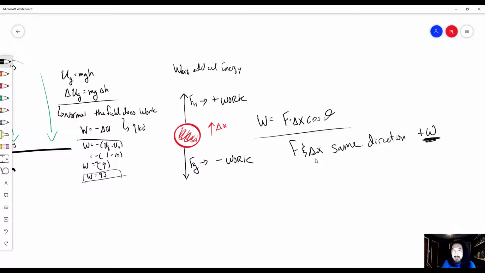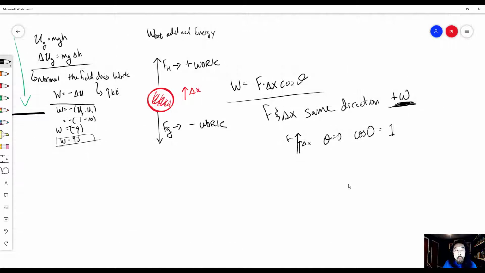Now, what about the cosine of theta? How does the cosine of theta explain it? Well, if we take a look at the two vectors, we have F, and we have here delta x. The angle between these two vectors is 0. And the cosine of 0 just gives us a positive 1 value, so this means that this work is positive.